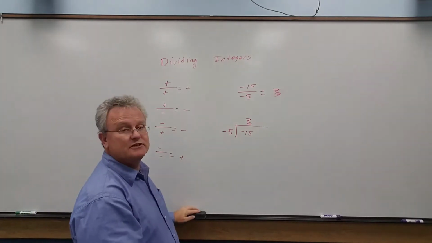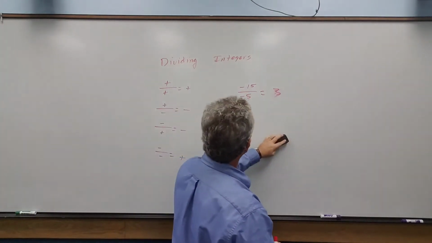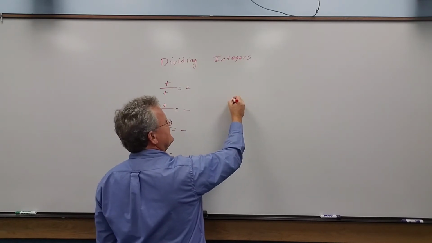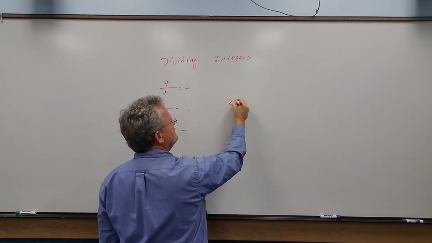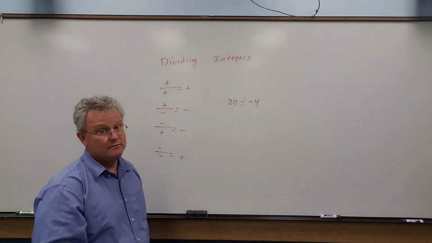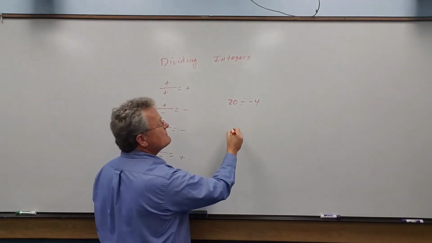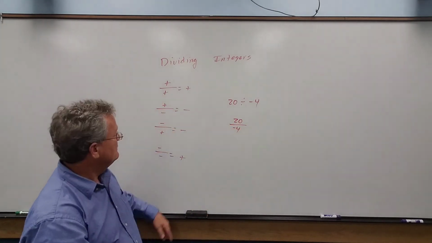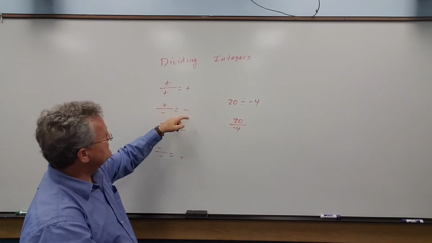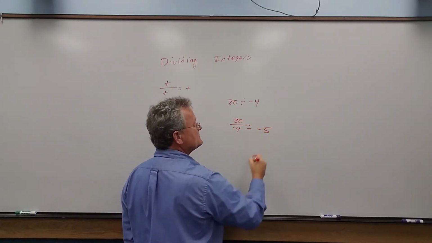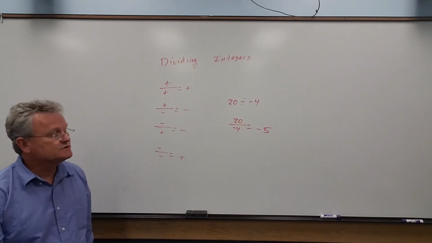And then we could continue. I'll just do a few more examples. Oh, what is 20 divided by negative 4? Well, we could think of this as 20 over negative 4. A positive over a negative is a negative. And 20 divided by 4 is 5. So the answer is negative 5.